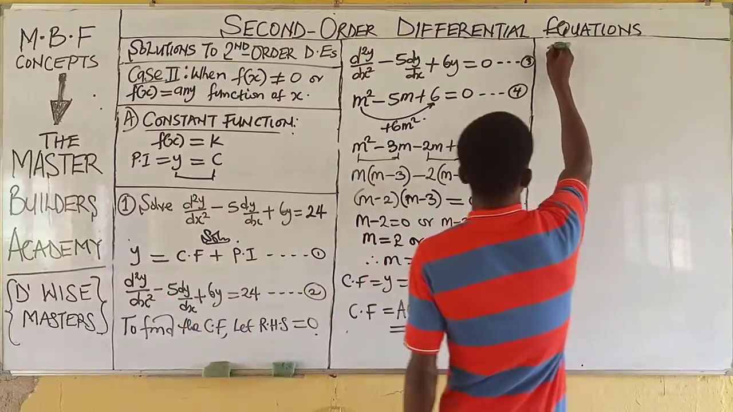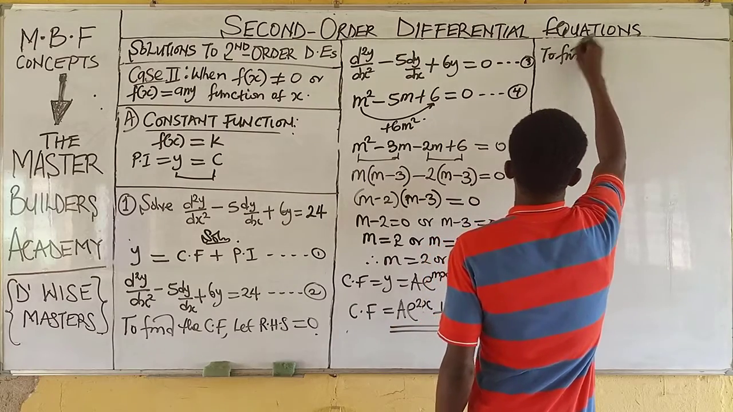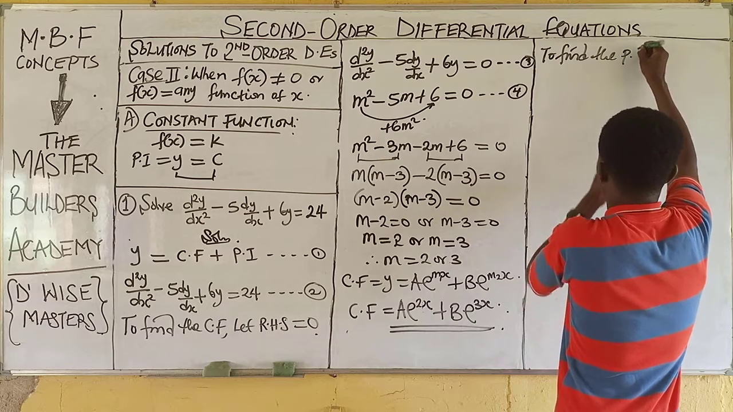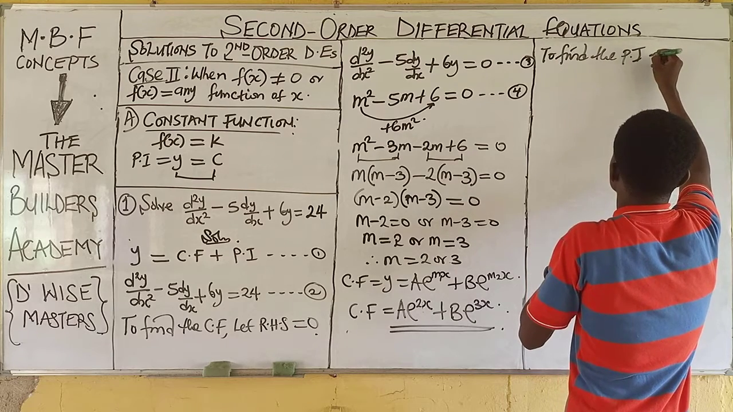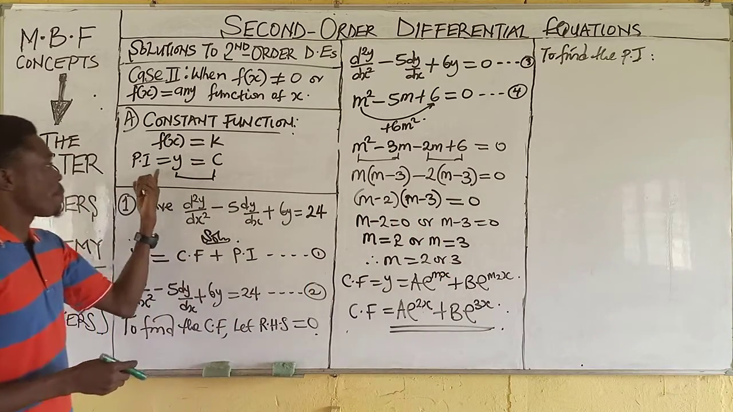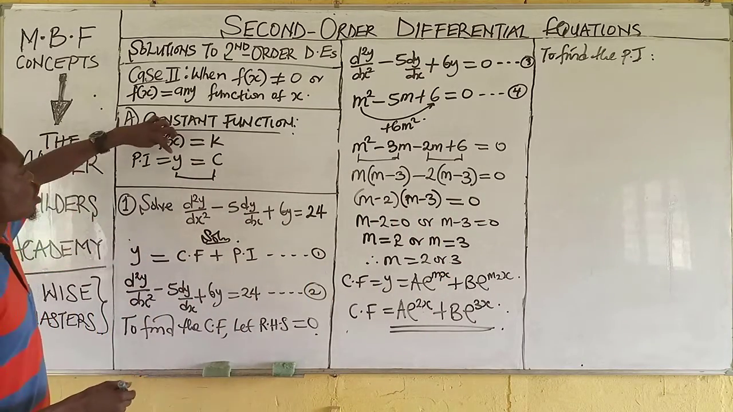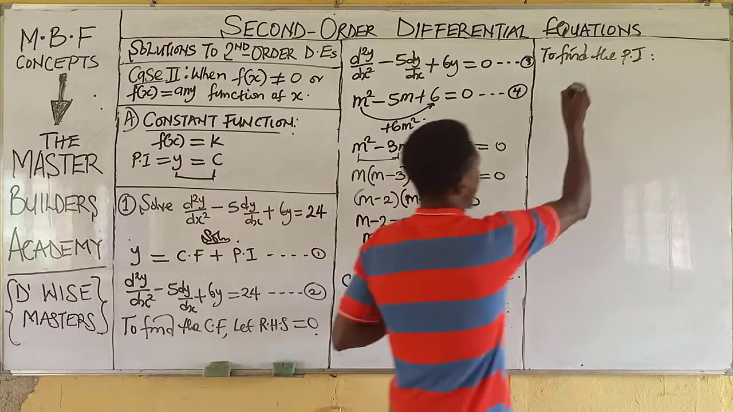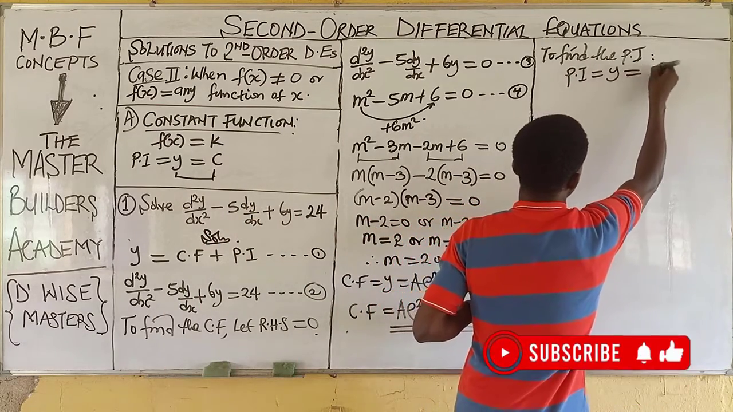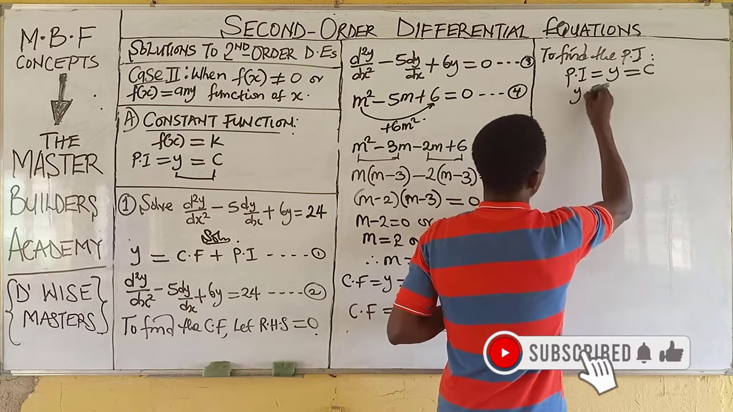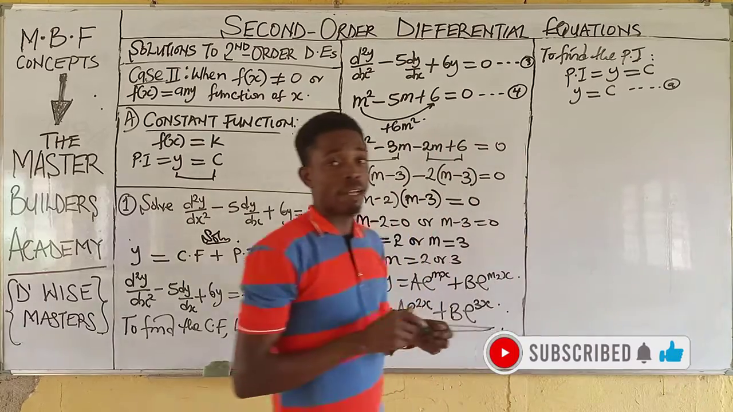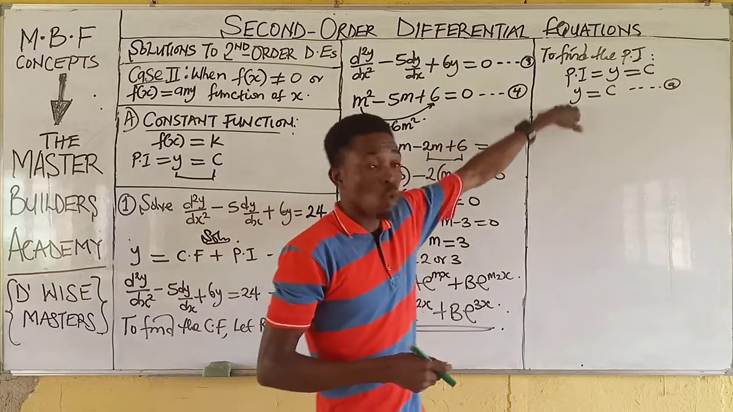So now you can still state it here to find the particular integral. Alright? Now to find the particular integral, all you just need to do is to remember this standard. To find the particular integral, the particular integral is equal to y, and y is equal to c. So I only need y is equal to c. I will call this equation A. This is what I need to get my particular integral.